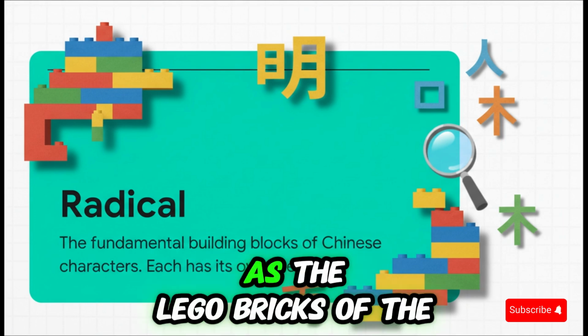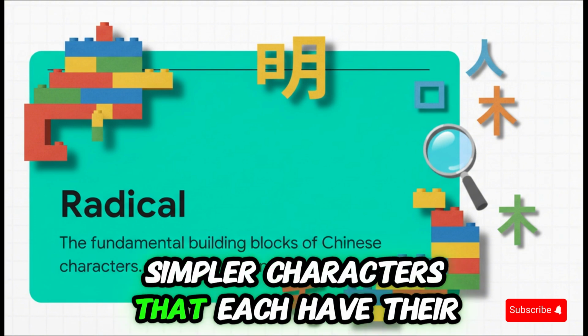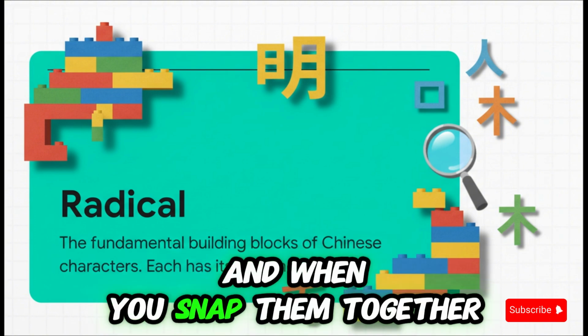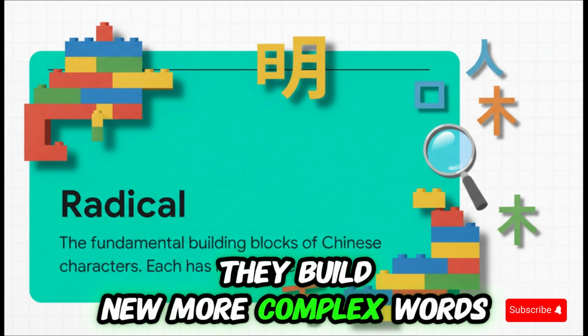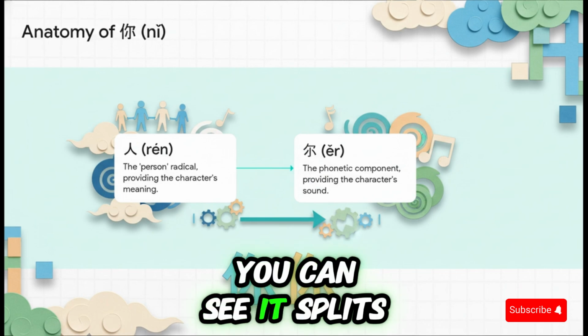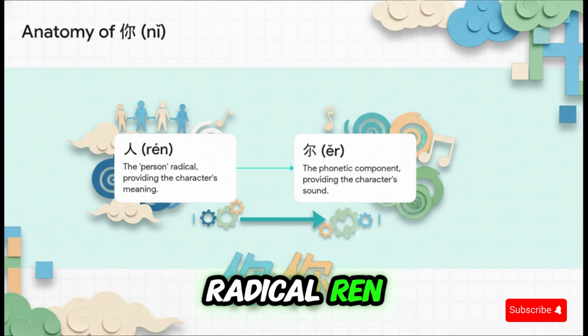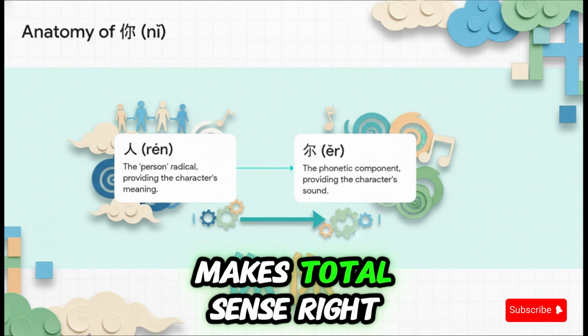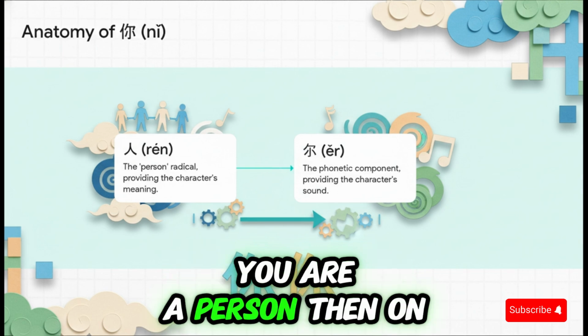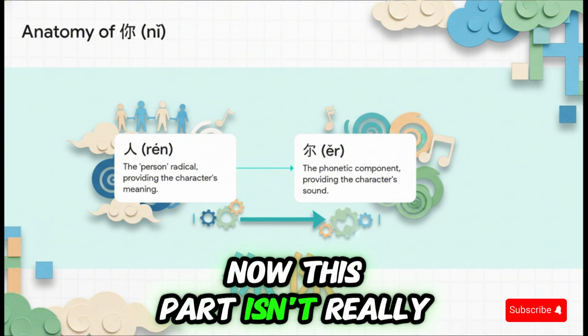Think of radicals as the Lego bricks of the Chinese language. They're smaller, simpler characters that each have their own meaning, and when you snap them together, they build new, more complex words. So let's apply that idea to ni. You can see it splits pretty neatly into 2 parts. On the left, you've got the radical ren, which means person, and that makes total sense, right? You are a person. Then on the right, you have this other part. Now, this part isn't really about meaning.